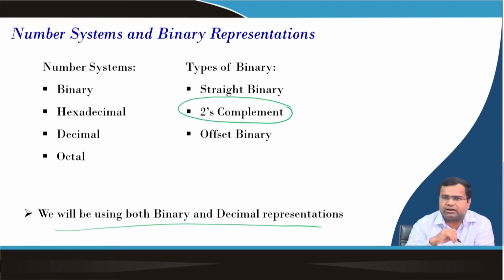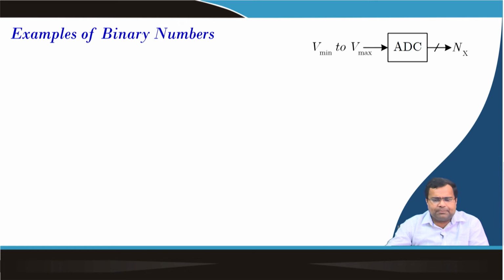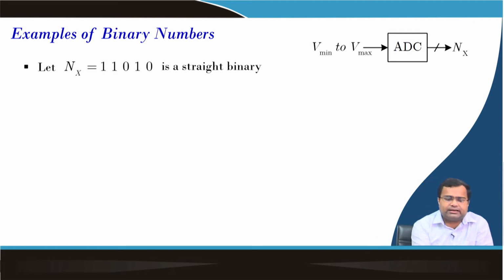For the DAC, whatever digital data we are sending to the DAC should be in offset binary, because this comes from the data sheet of the manufacturer, and here we are using Analog Devices ADC and DAC. So, we are making that data format according to their specification. So, an example of a binary number, that means, Nx is a straight binary.